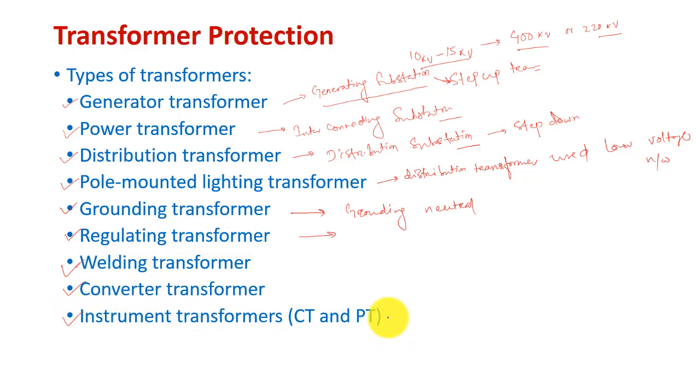Already we talked about this. CT and PT for measurement and protection. CT and PT are used, right? So this is for protection and measurement. They are called the instrument transformers.